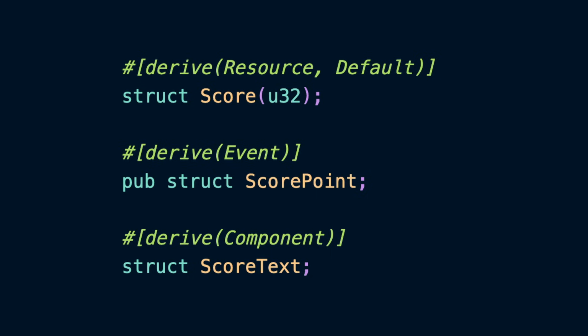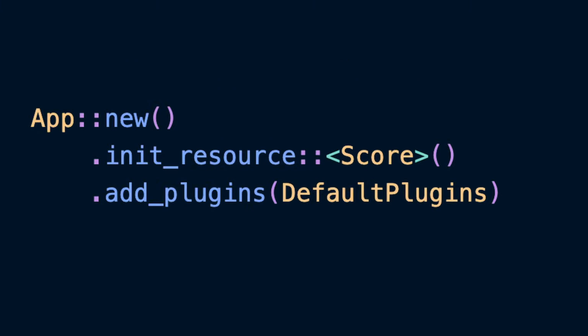We'll keep that score in a global resource and create a new event as well as a marker component to label the text that will display the score. Resources need to be initialized or added to the world before the systems that access them. So we need to initialize score using its default implementation at the beginning of our app's lifecycle. We use an init resource to do this.